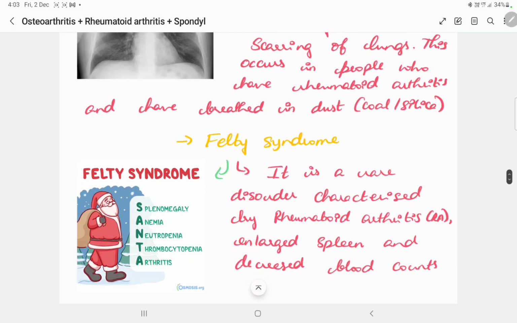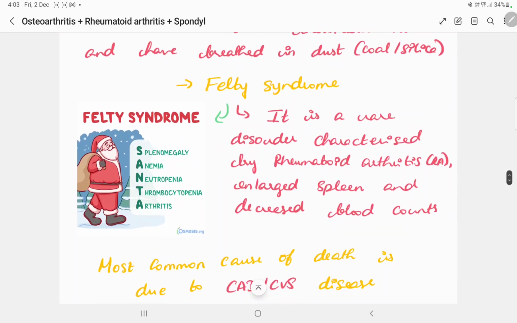And then coming to Felty syndrome. Felty syndrome is a group of disorders associated with rheumatoid arthritis. Two main features: there'll be splenomegaly, mainly an enlarged spleen, and the blood counts are decreased. So there'll be anemia, neutropenia and thrombocytopenia along with arthritis. Then we call it Felty syndrome, and this is the mnemonic for Felty syndrome.